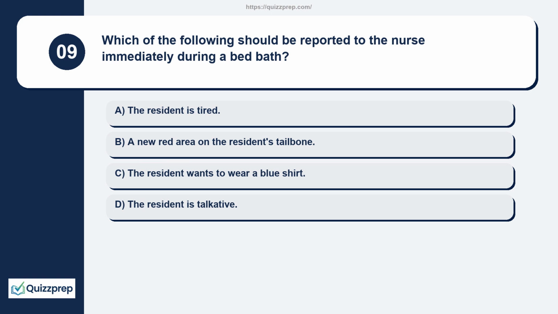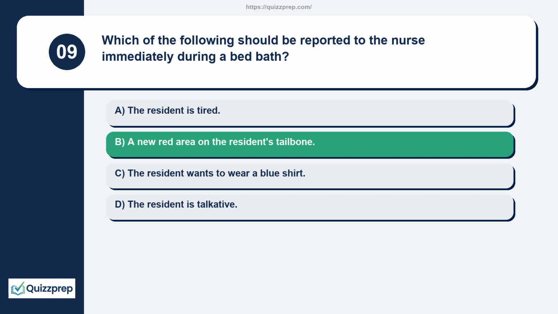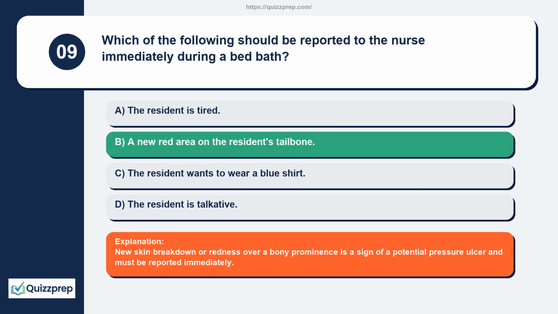Question 9. Which of the following should be reported to the nurse immediately during a bed bath? The resident is tired, a new red area on the resident's tailbone, the resident wants to wear a blue shirt, the resident is talkative. New skin breakdown or redness over a bony prominence is a sign of a potential pressure ulcer and must be reported immediately.